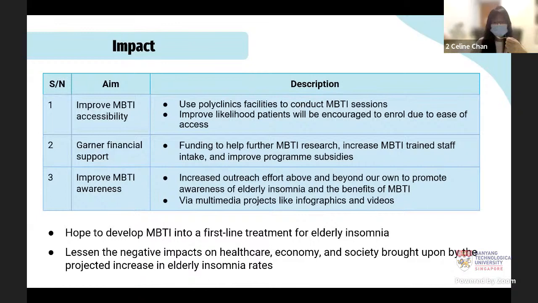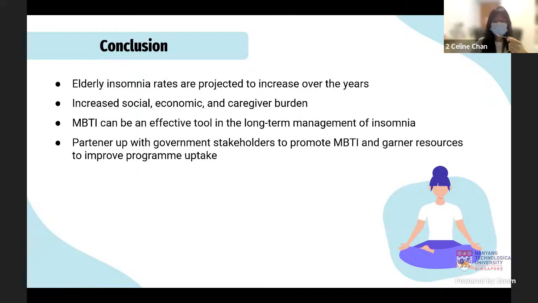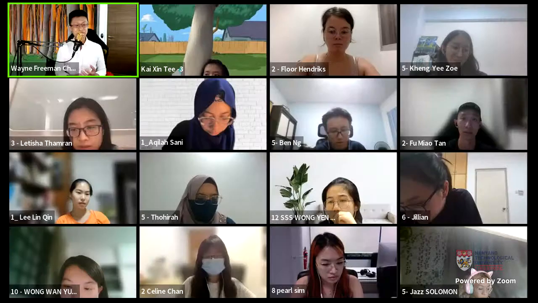Conclusion. Our team recognizes that elderly insomnia is an issue that is projected to rise over the coming years, which will result in a proportional increase of social, economic, and caregiver burden. Hence, we identified that MBTI can be a potentially effective treatment in the long-term management of insomnia beyond what current treatments are capable of. But to make it better, we intend to partner with stakeholders in the government healthcare sectors so that we can garner financial and infrastructural resources to improve advocacy, accessibility, and uptake of this program. Thank you.